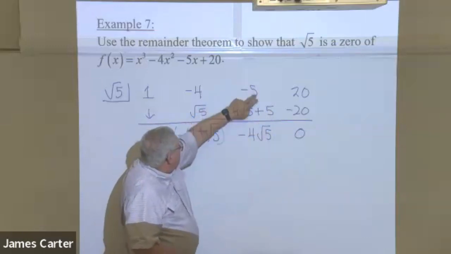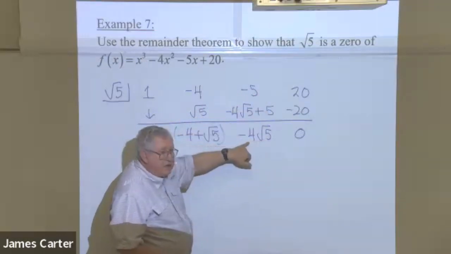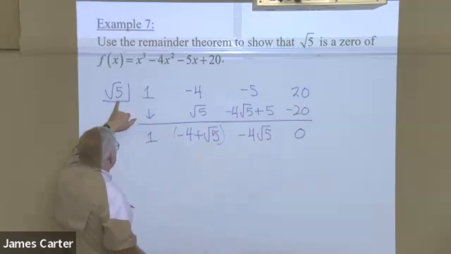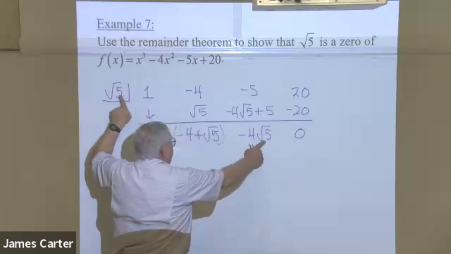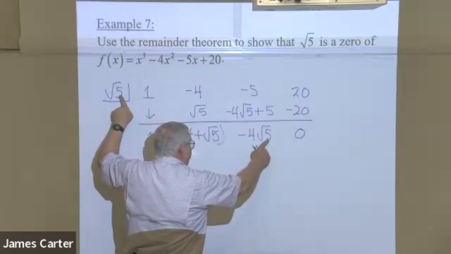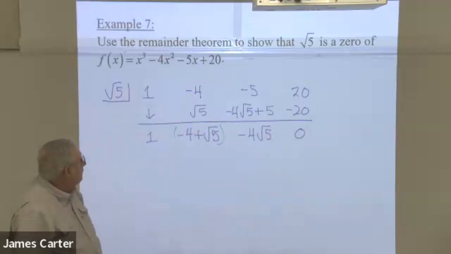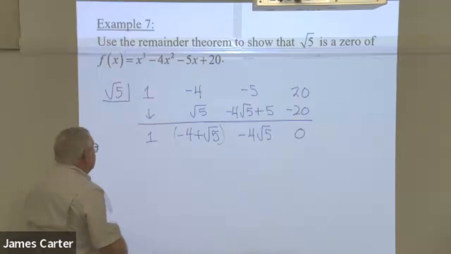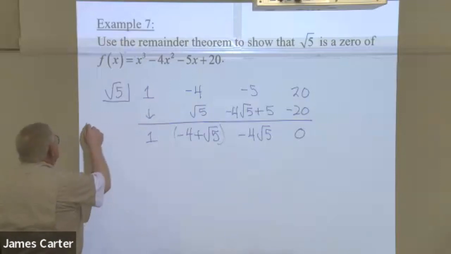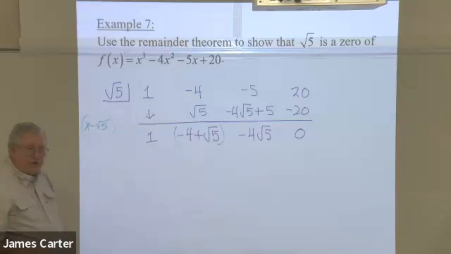Okay. Now I add these two, which conveniently canceled, leaving me this. Now I have to take the radical 5 times this again. Well, radical 5 times radical 5 is 5, times -4 is -20. Okay. And we add down, we do get a zero remainder. So that tells us that in this case, x minus radical 5 is a factor.